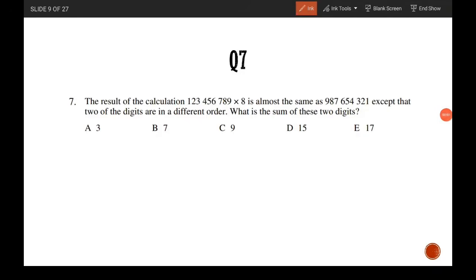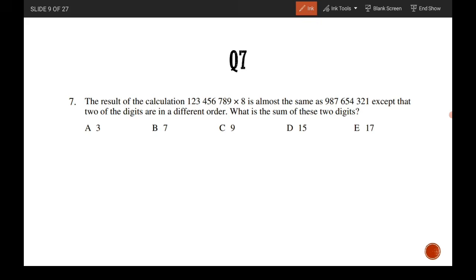So this is Junior Mathematics Challenge 2015, question 7. The question reads as, the result of the calculation 1, 2, 3, 4, 5, 6, 7, 8, 9 times 8 is almost the same as 9, 8, 7, 6, 5, 4, 3, 2, 1, except that two of the digits are in a different order. What is the sum of these digits?